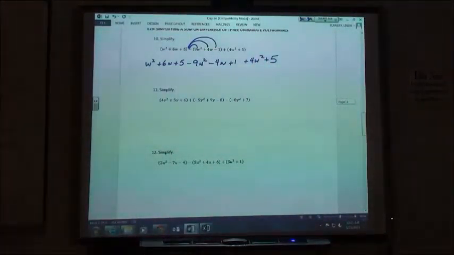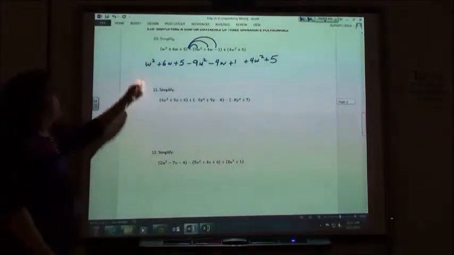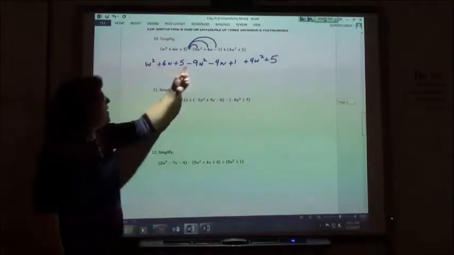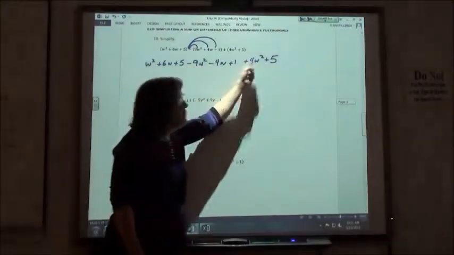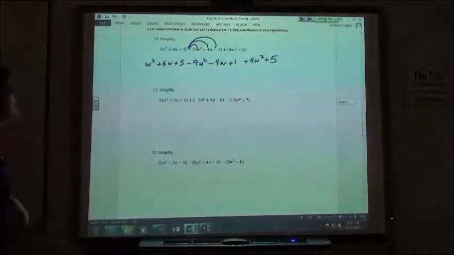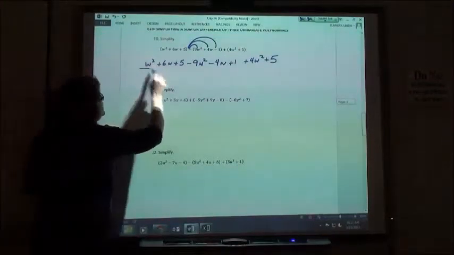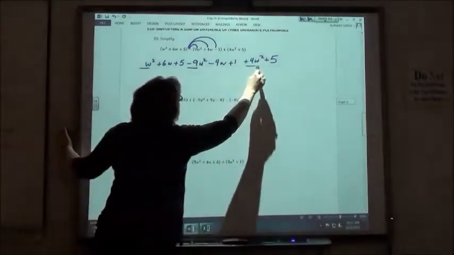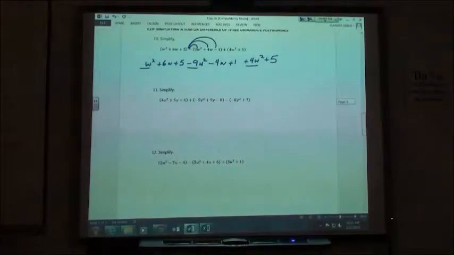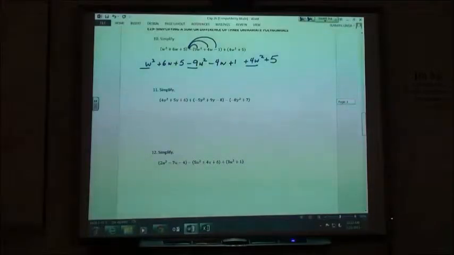So once I distribute out my negative, now I can combine my like terms. So 1 minus 9 plus 4, those are all my W squareds, right? 1 minus 9 plus 4 would give me negative 4W squared, yep.